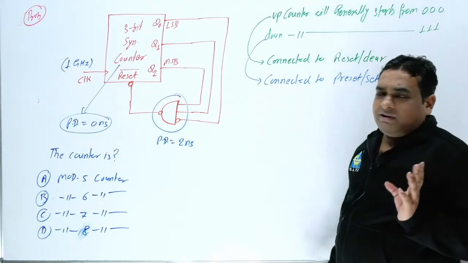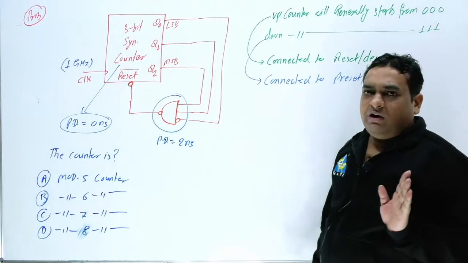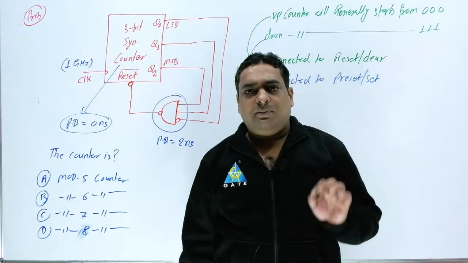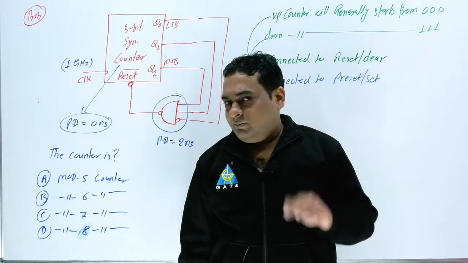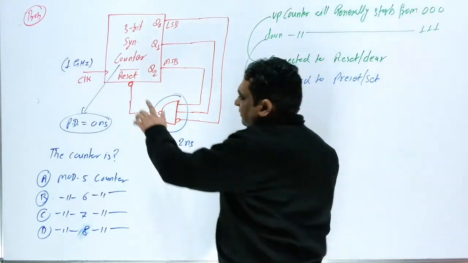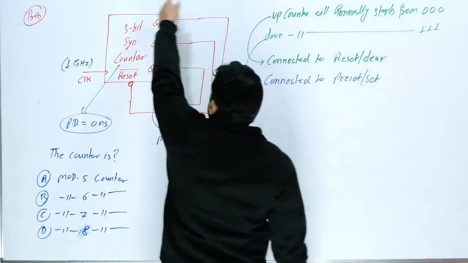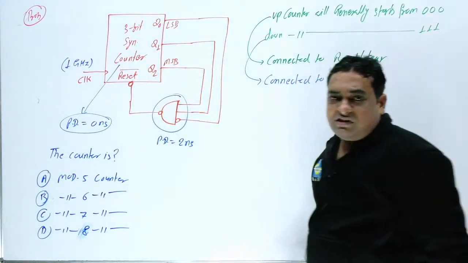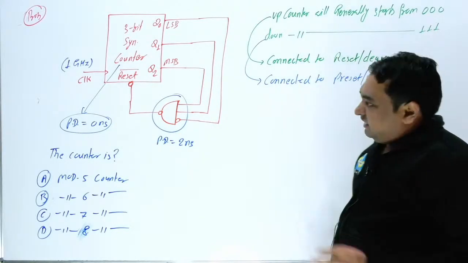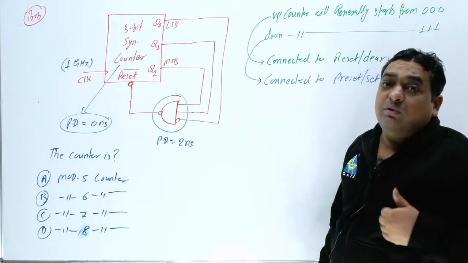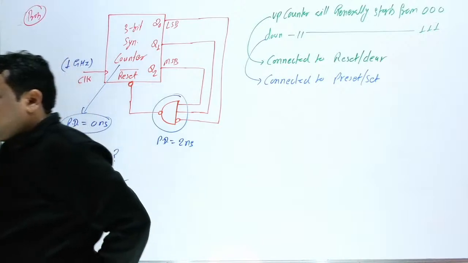Here the examiner does not mention whether this is a standard up or standard down counter. So if the examiner does not provide it, you always have to assume it can be either up or down. If it is connected with reset or clear, it will be an up counter, and if it is connected with preset or set, it will be a down counter. In this question they have not provided it, so you have to first find that out.